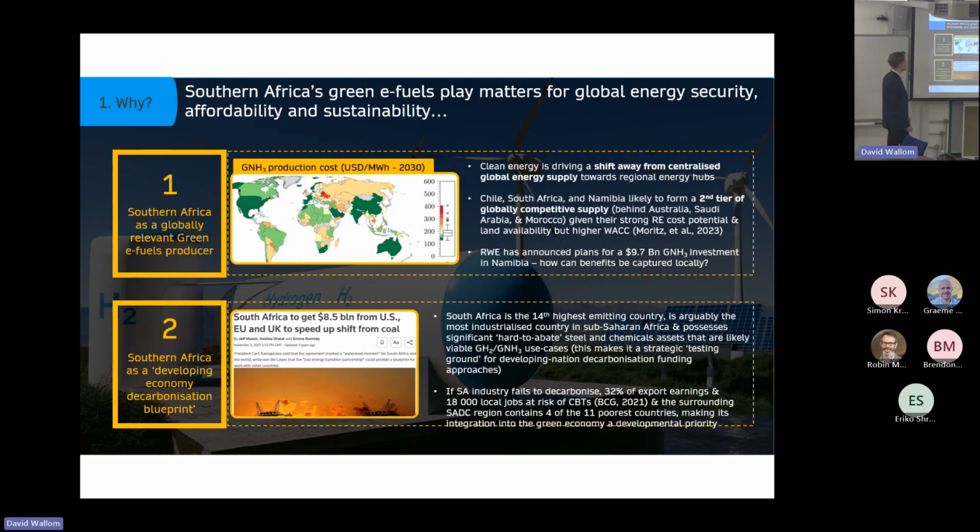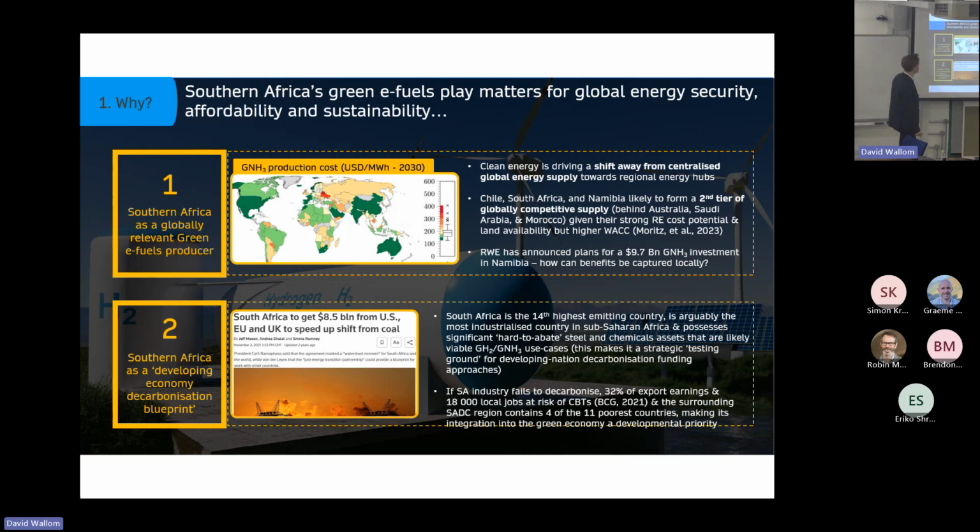Most research is pointing to Chile, South Africa, and Namibia forming the second tier of globally competitive supply behind the likes of Australia, Saudi Arabia, and Morocco. This is largely because they have strong renewable energy cost potential and plenty of low-cost land available, but the cost of capital tends to be a bit higher than you'd find in Australia or Saudi Arabia. Proof of this is RWE announcing a $9.7 billion green ammonia investment in Namibia. But now questions are being raised about how you capture the value from that locally.